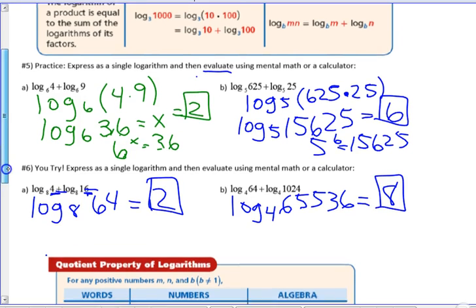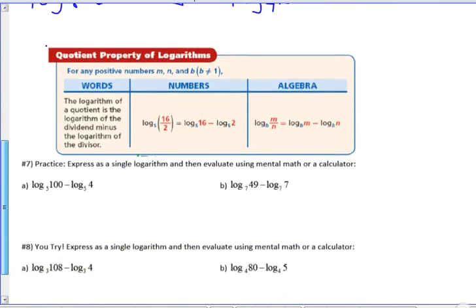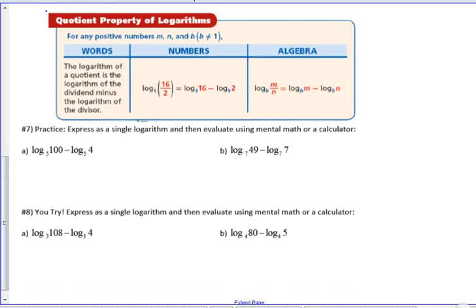All right, let's go down to our next one. It's called the quotient property. So we had the product, now we have the quotient. In words, the logarithm of a quotient is the logarithm of the dividend minus the logarithm of the divisor. So with multiplication, we separate it by a plus sign. When we're dividing, we separate it by a minus sign. If it's already separated with a minus sign, we bring them together by dividing them. You'll always take the first number and divide it by the second number.